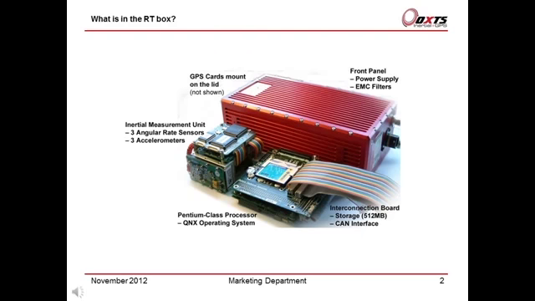Now we should be looking at what is in the RT box. On the left hand side of this picture you'll see the inertial measurement unit. As you'll see, the Pentium processor is at the bottom of the right hand corner. The top board contains the connections to the IMU, the front panel power supply, the Pentium processor and two cables to the GPS cards.